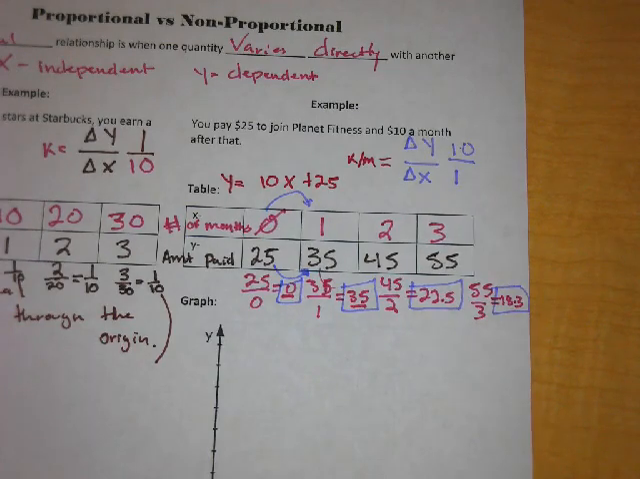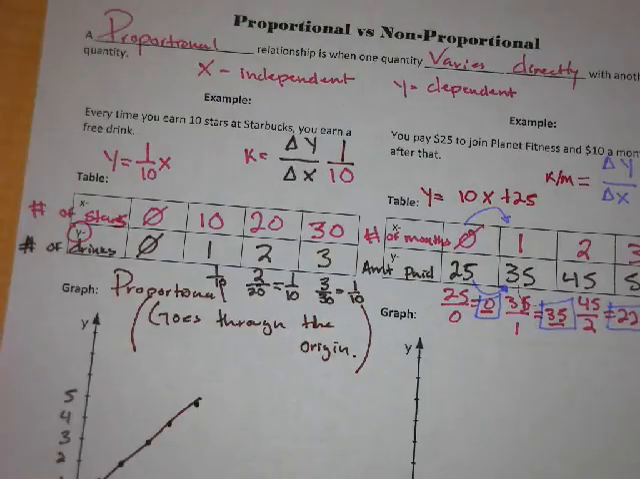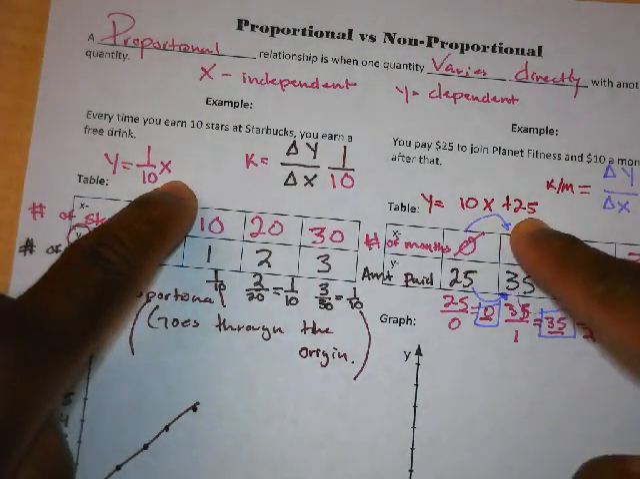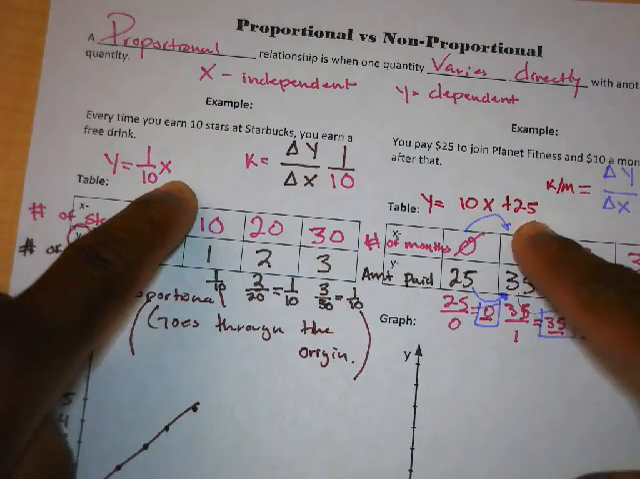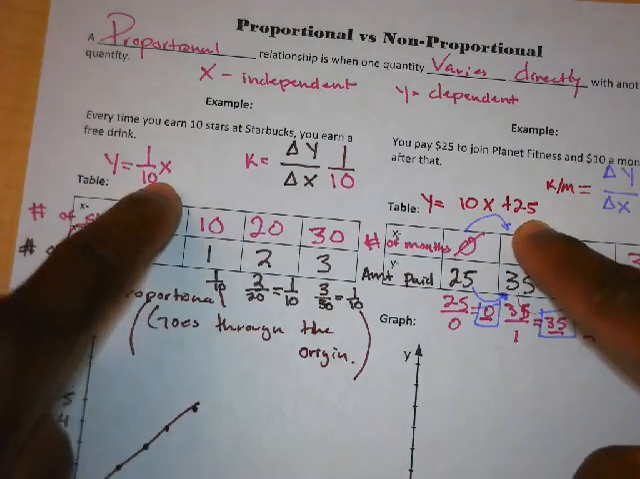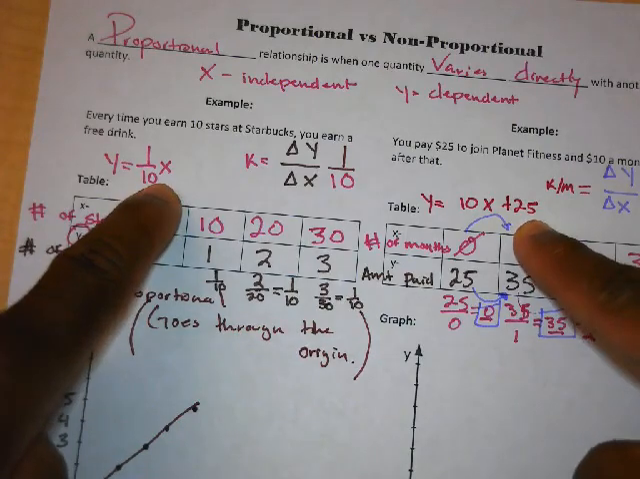Right now, we're just comparing the two because as we can see, there's no plus anything here, and there's definitely a plus 25 there. And so when you see that plus or minus, then you know that, hey, that's non-proportional. If you don't see a plus or minus here, it's just 1/10 times x, you know, hey, that's proportional, okay?